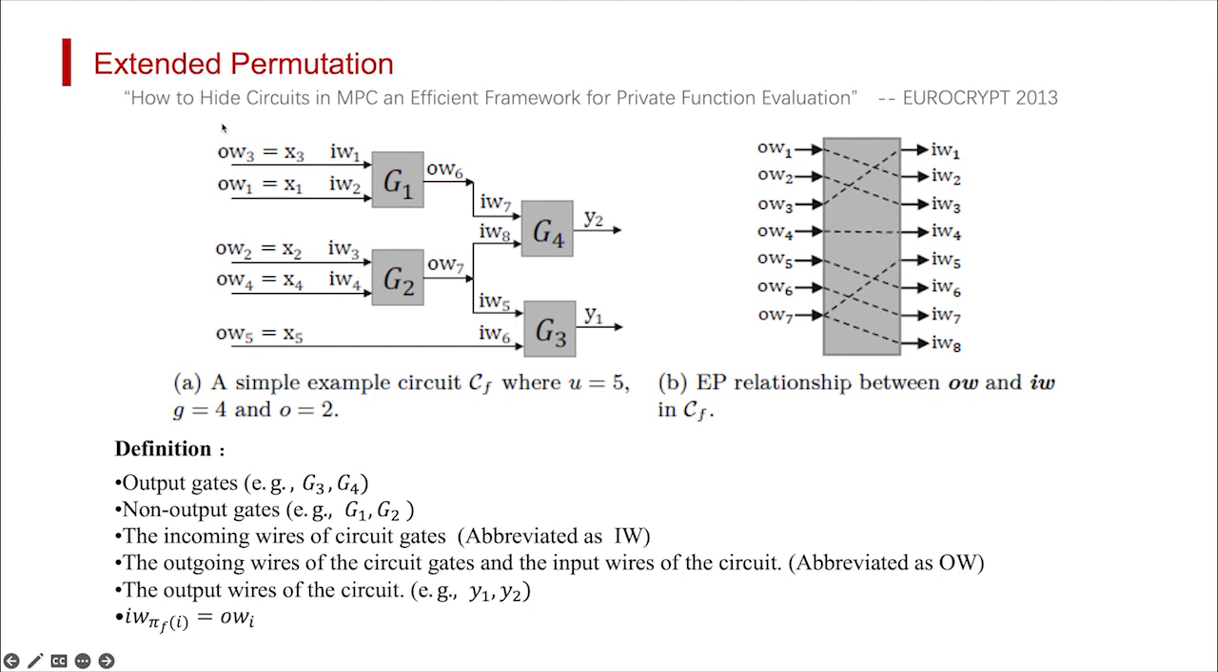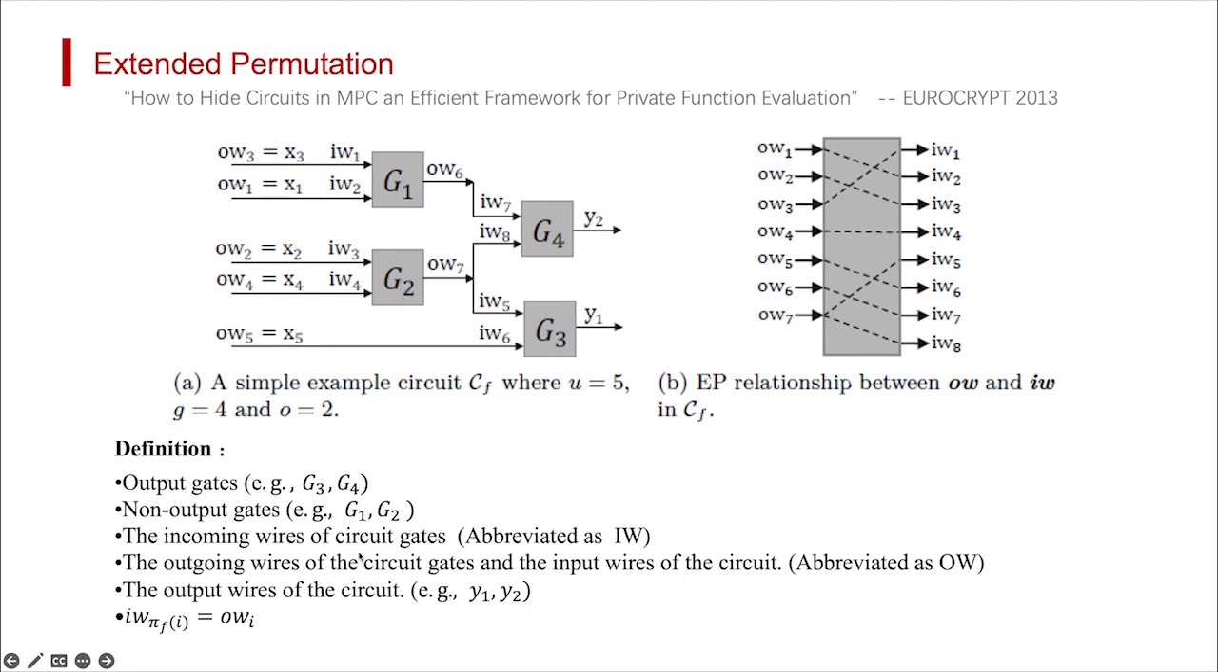We then introduce the instant combination EP hereafter. Figure A shows a simple circuit with 5 input wires, 4 gates, and 2 output wires. Each of these gates is 2 fan-in and any fan-out. We define the following. Output gates in figure A are G3 and G4. Non-output gates in figure A are G1 and G2.